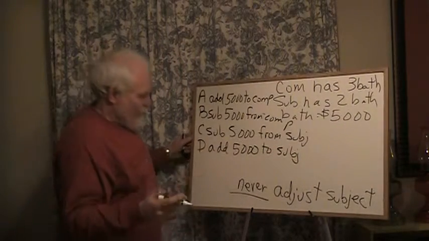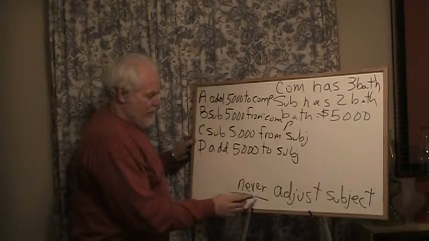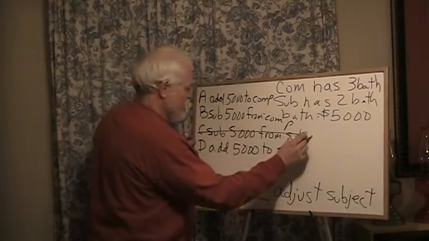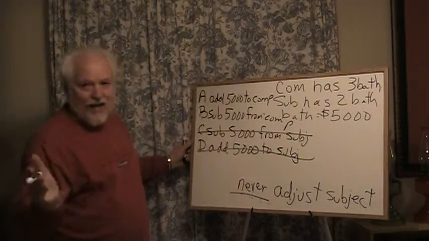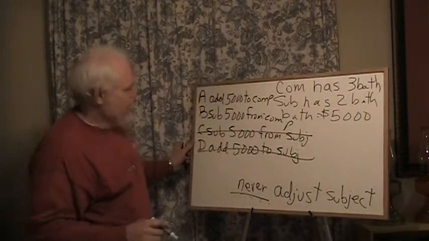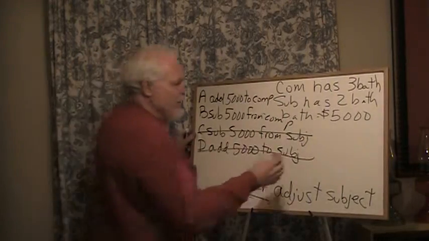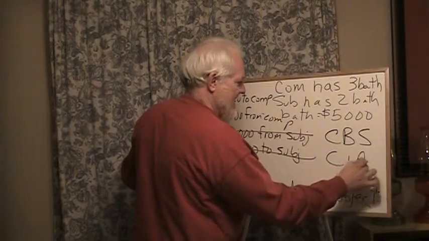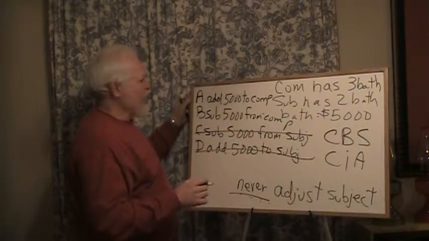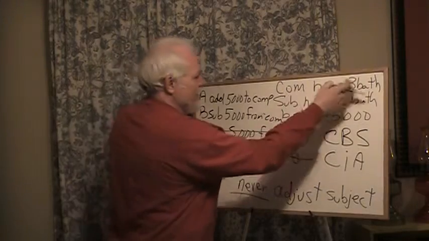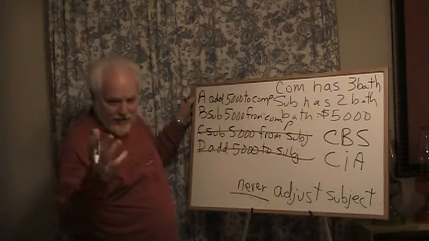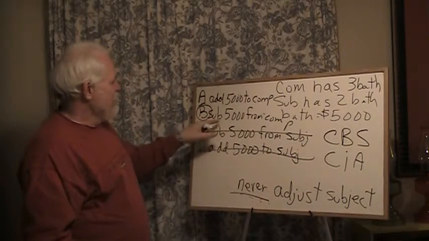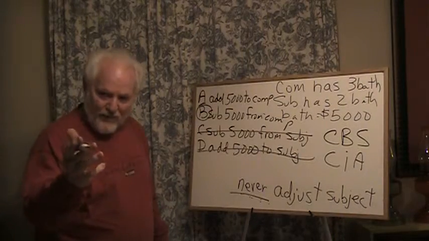Well, first thing we remember is we never, never adjust the subject. So C and D, they got no chance of being the right answer, leaving us with A and B. CBS CIA. If the comparable is better. Is the comparable better? Yes, it is. So we're going to subtract $5,000 from the comp.